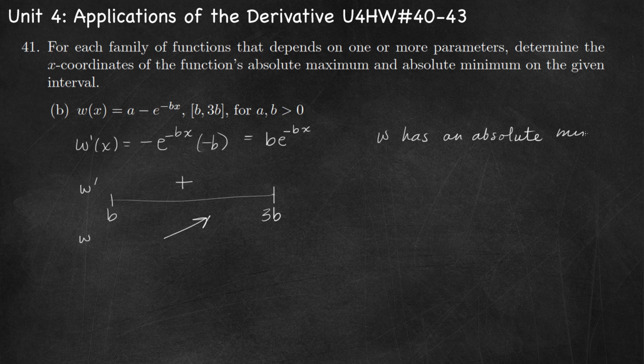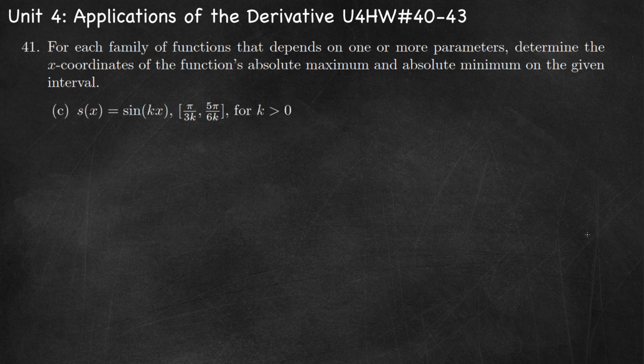So w has an absolute min at x equals b and an absolute max at x equals 3b.